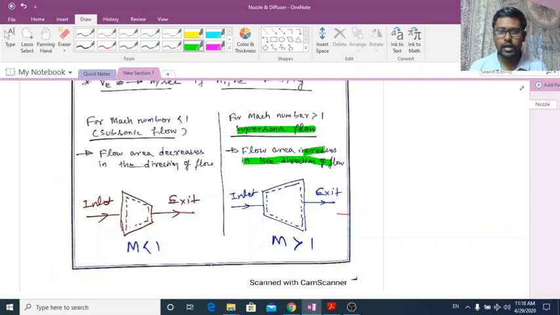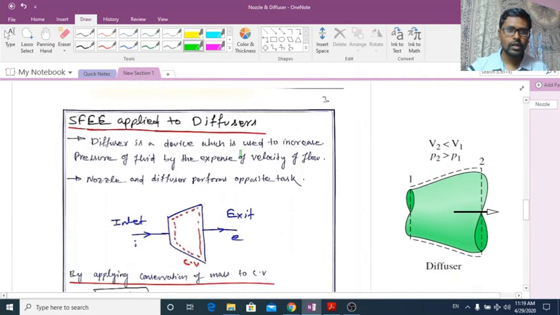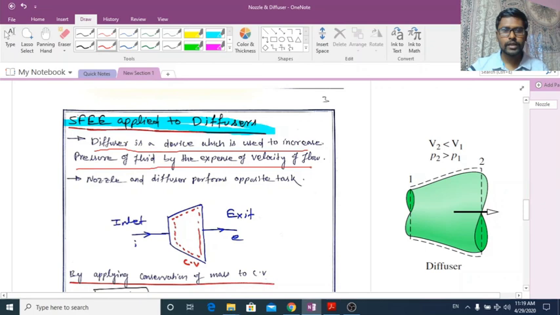So this is all about the nozzle. We studied what a nozzle is, the use of the steady flow energy equation to find the velocity of the fluid coming out from the nozzle, and the shape of the nozzle depending upon the Mach number. Next we'll go to diffusers. Now come here, diffuser. Steady flow energy equation applied to diffuser. A diffuser is a device which is used to increase pressure of fluid at the expense of velocity of flow. It is a reverse of nozzle.